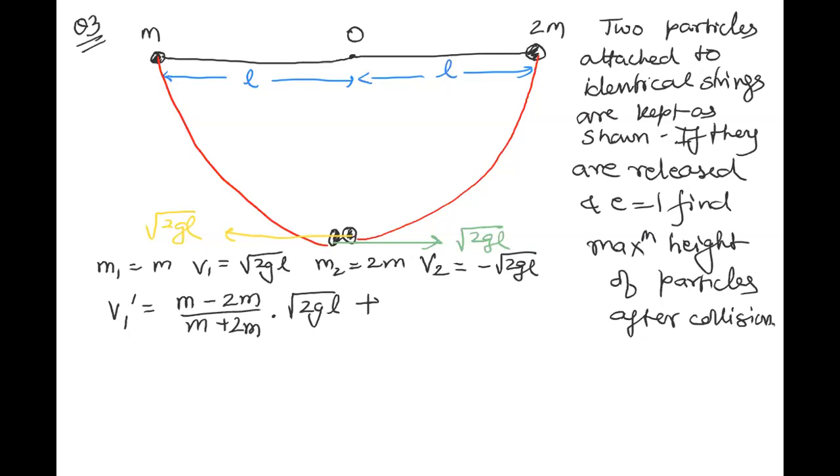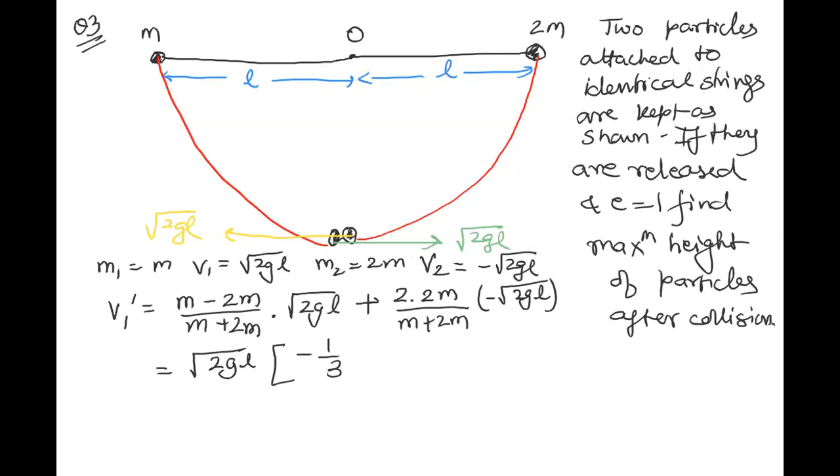So this is equal to 2M2 on M1 plus M2 into V2. This will be equal to √2 GL तो कॉमन आ जाएगा. यहाँ पे आएगा -1/3 minus 4/3.